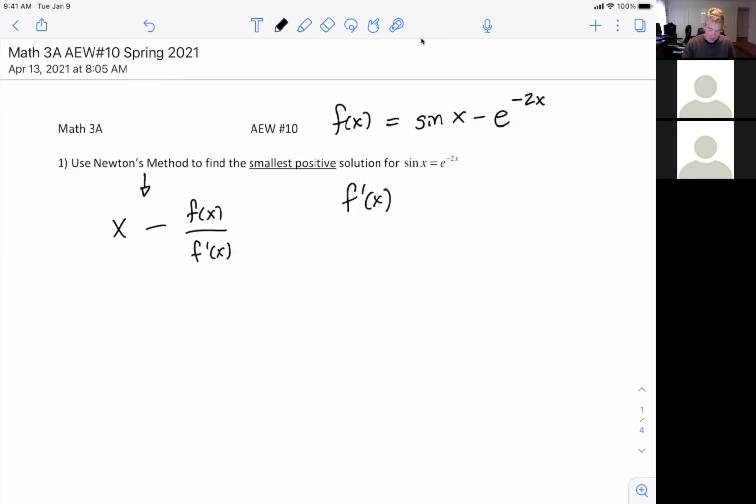Now we're on to what's the derivative. So the derivative of sine, that's cosine. And the derivative of the e function is the e function. But then you need to do the chain rule and take the derivative of the negative 2x. So that means multiply by a negative 2.